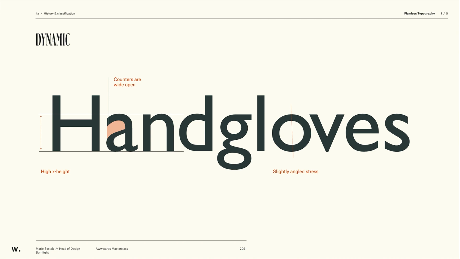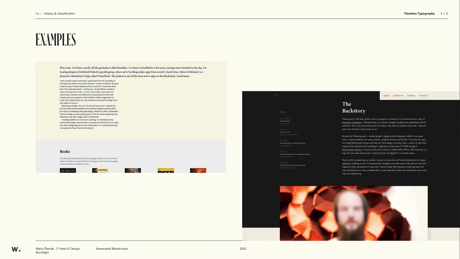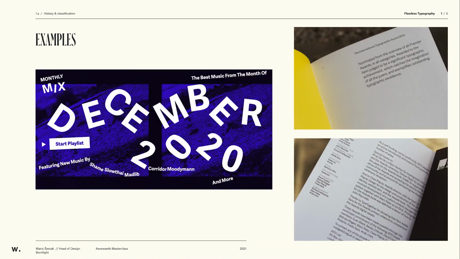Here are some examples. You can see that they have much lower contrast and a big x-height, so they are suitable for reading from a larger distance. Here you can see them in use as running text or body text, or as headlines and some more running text.